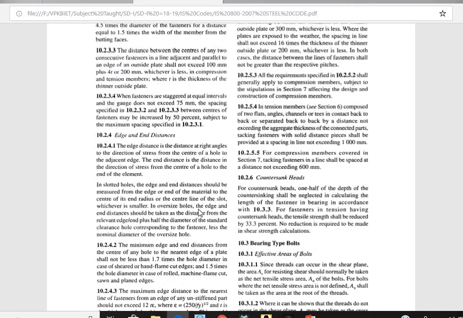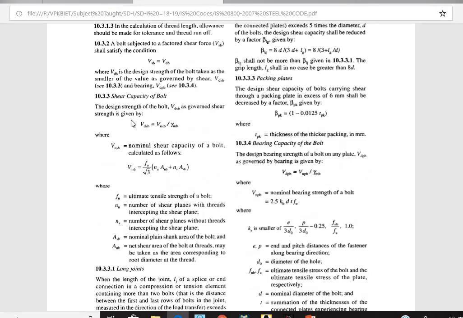Okay, now next, our Vdsb and Vdpb. See, the shear capacity of bolt Vdsb is equal to Vnsb by gamma mb, and Vnsb is equal to fu by root 3 times (nn Anb plus ns Asb). Okay, this is for the shear capacity of bolt. And then for Vdpb, bearing, clause 10.3.4, the bearing capacity of bolt Vdpb is equal to Vnpb by gamma mb, and Vnpb is equal to 2.5 kb d t fu.